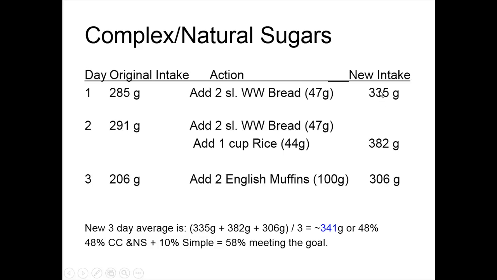And we added them up, and so we made these changes. So here's an original intake, what our changes are, new intake. We added them up, divide by 3, 341, which represents 48%. So then we would just show we met the 58% goal. All right. So the same format is just showing that you're going to increase your complex carbohydrates.